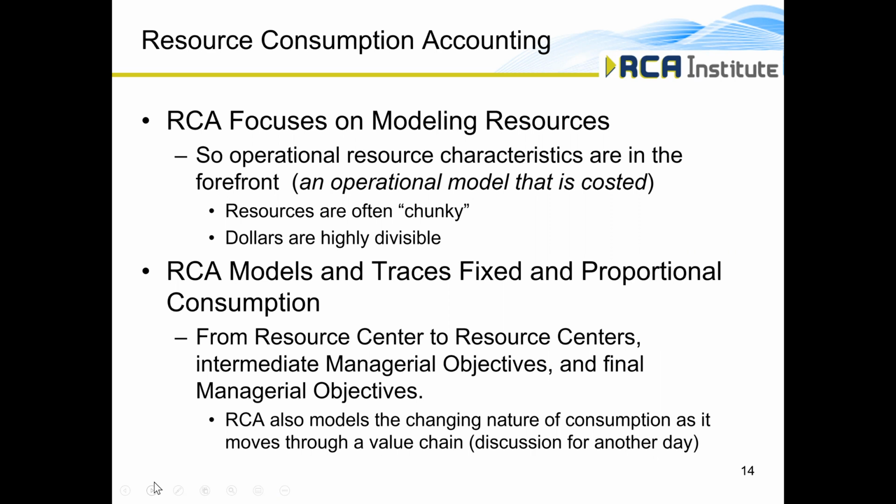RCA also models and traces fixed and proportional consumption. Proportional means variable. For simplistic purposes, I could go into a deeper explanation of the difference, but for the purposes of this discussion, we can consider them the same. So RCA has a big focus on modeling fixed and proportional consumption, from resource center to resource center, from intermediate to intermediate managerial objectives and to final managerial objectives. In other words, it follows the nature of resources as fixed and proportional throughout the processes of a company.